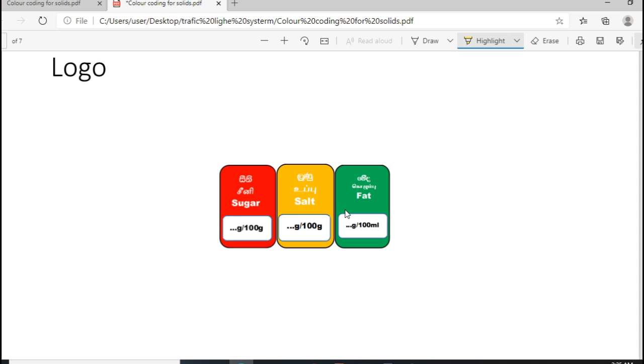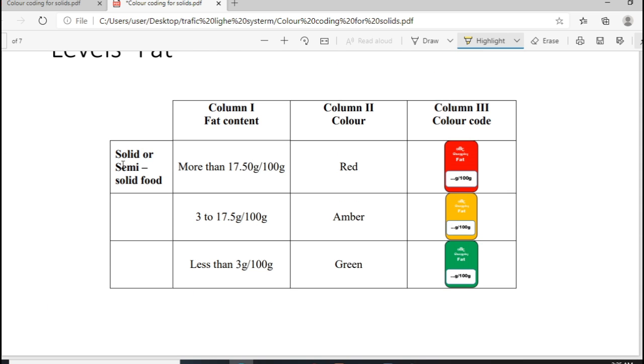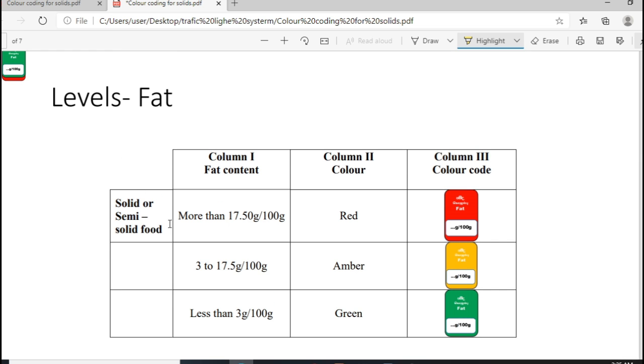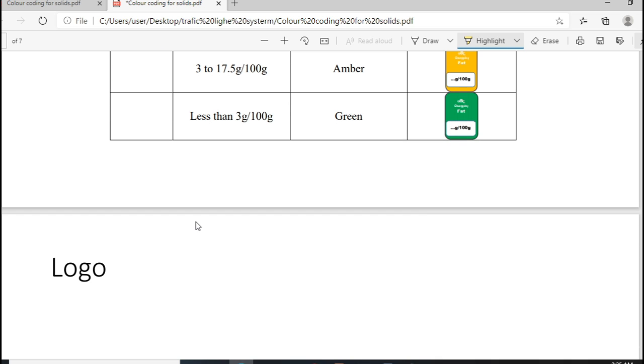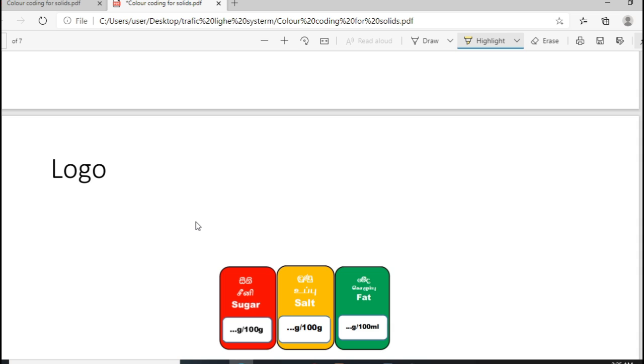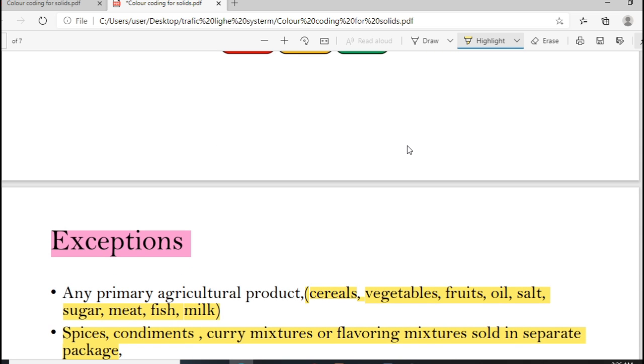If you are producing solid or semi-solid foods, this labelling should be included. If you are a food product developer, someone developing solid or semi-solid products, you should include these labels. But there are a few exceptions in this regulation. Now we can move on to the exceptions.